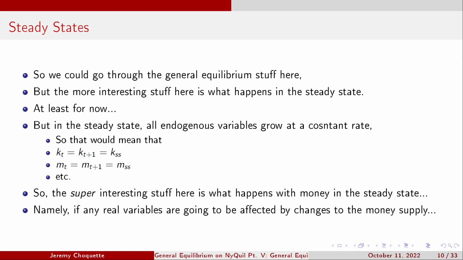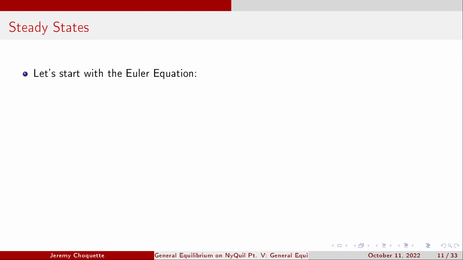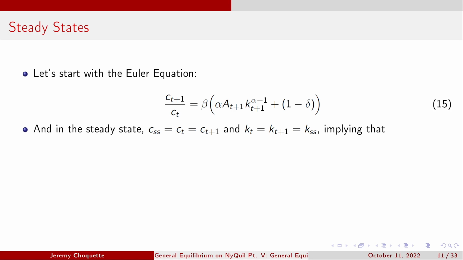So the idea is, if we change the money supply, will we have any effects on, say, capital or output? Well, in order to answer that, let's start with the Euler equation for capital. So this is what we have. I moved that 1 over C_{t+1} to the other side, so I get C_{t+1} over C_t equals beta times the marginal product of capital less depreciation.